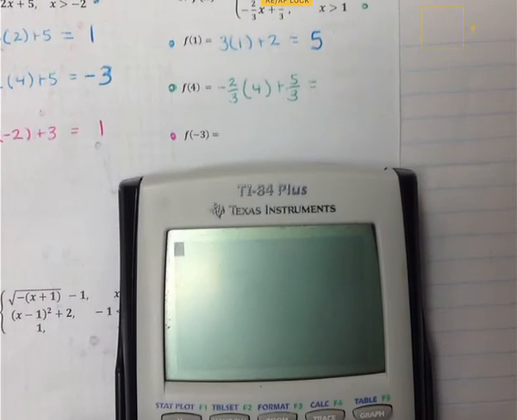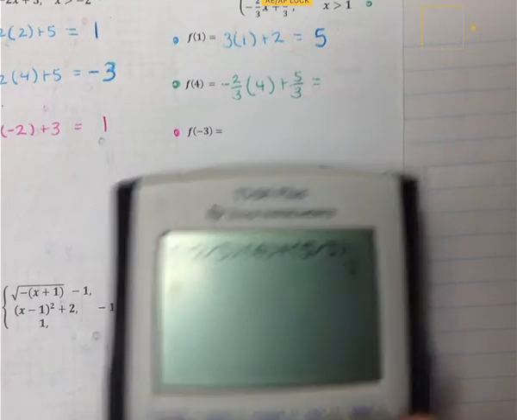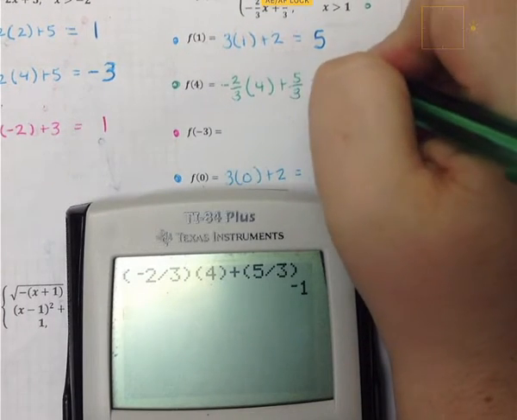So we have parentheses negative 2 divided by 3, parentheses 4, close parentheses, plus 5 divided by 3, because they're fractions. That gives us a negative 1. So this one is equal to a negative 1.